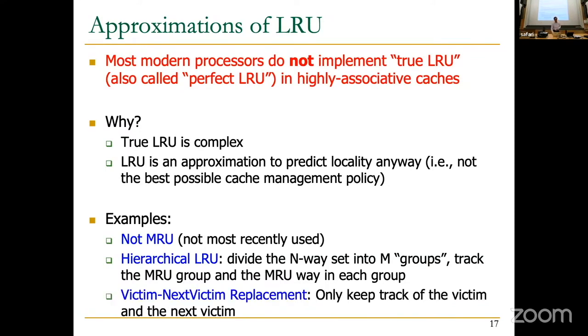And then there's also something called next victim replacement. And this is trying to keep track of, basically protect two things, let's say. Maybe you're trying to protect the most recently used and something else as well. How do you determine that something else? It depends on the policy. So most processors essentially don't implement LRU for these two reasons.